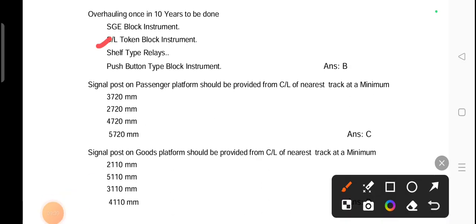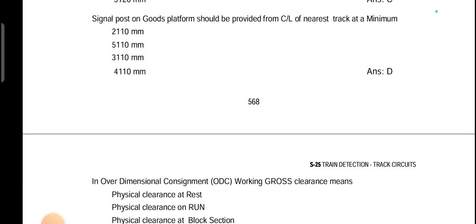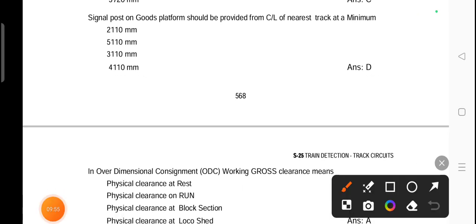Next, signal post on passenger platform should be provided from center of line of nearest track at a minimum 4720 mm. Next, signal post on goods platform should be provided from center of line of nearest track at a minimum 4110 mm.